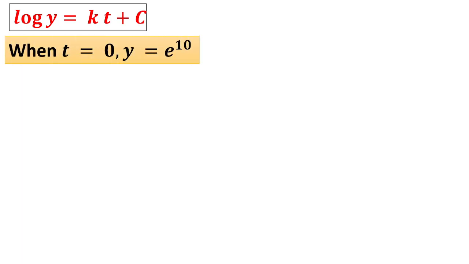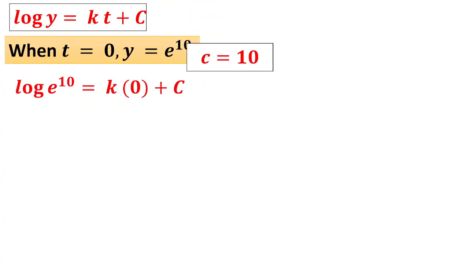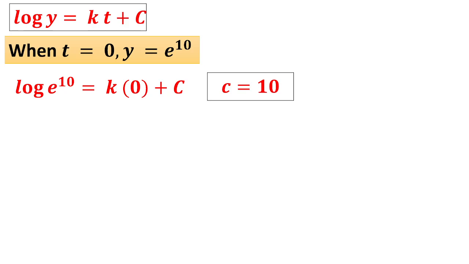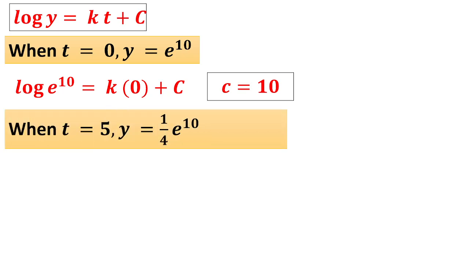For that they have given when t is equal to 0, that is initially it is e power 10. Therefore you substitute now. I think some books, what they will do, they will replace log y is equal to kt plus c as y is equal to e power kt plus c. That also you can do, you will get the same answer. Anyway, now c you got it as 10. Resubstitute it now. Anyway, now when t is equal to 5, they given it will become 25% of the original. What do you mean? 25% means 1 by 4th. Therefore 1 by 4 into e power 10.